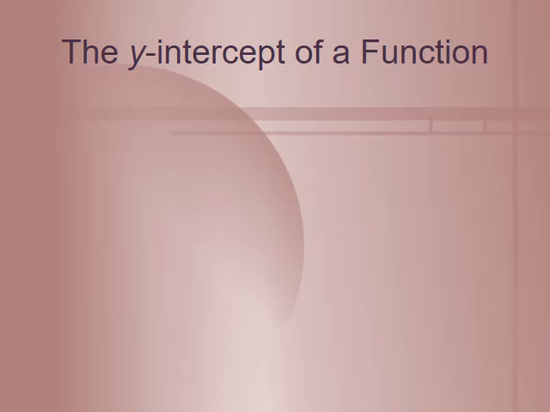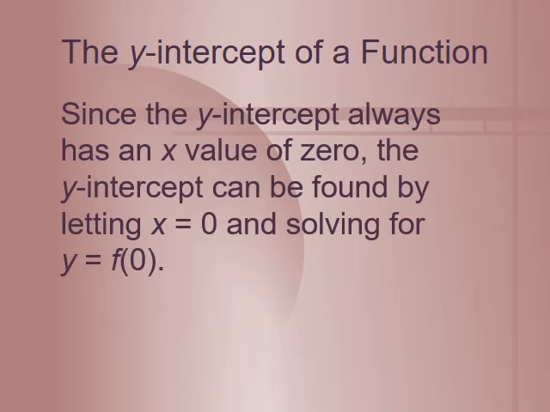Now let's look at how we specifically find the y-intercept of a function. So your y-intercept can always be found whenever you have an x value of 0. So whenever we have a function, we're going to put 0 in for our x's, and that'll give us our y value.